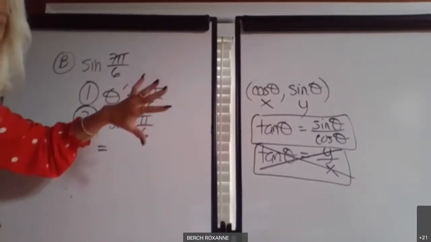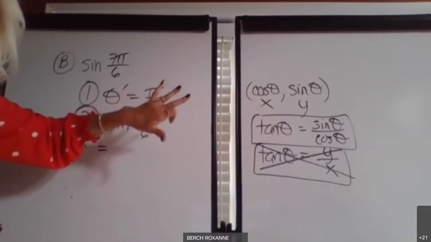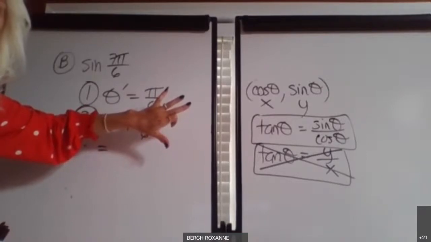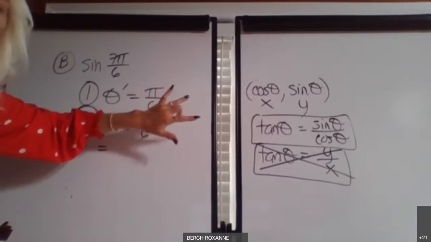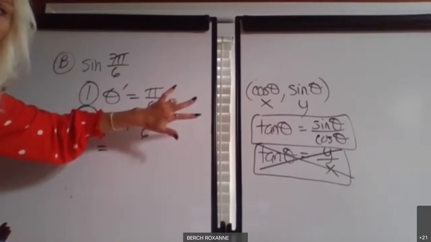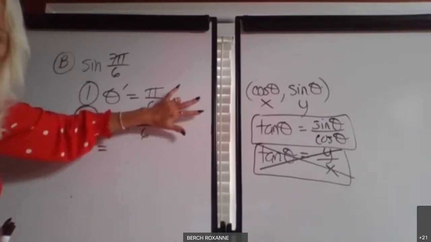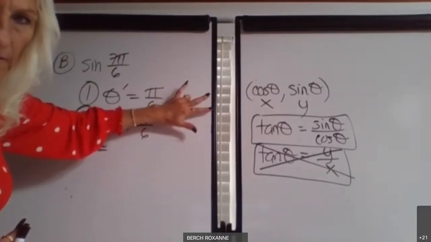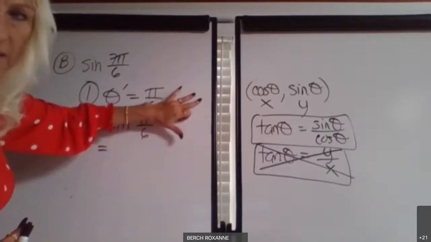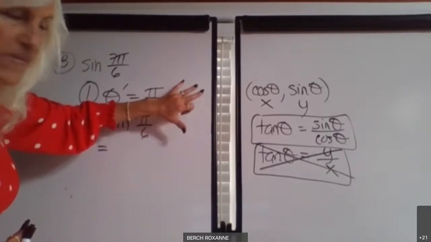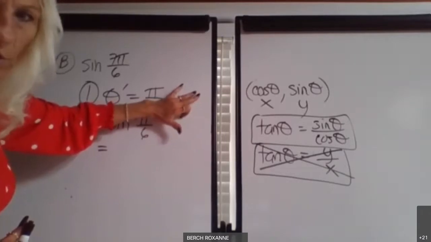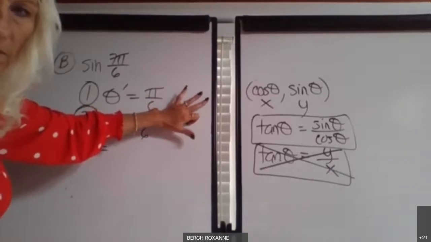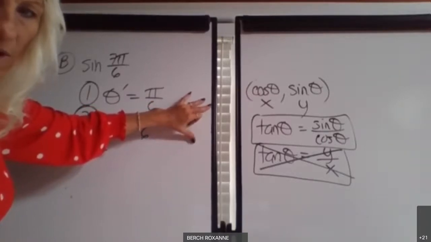So look at your hand. Isn't pi over 6 this? Yes or no? It's pi over 6, yeah. Pi over 4, pi over 3, right? Pi over 6, pi over 4, pi over 3, correct? So with pi over 6, what is the y value? The x value is radical 3 over 2. What is the y value? 1/2. The x value is radical 3 over 2. The y value is 1/2.